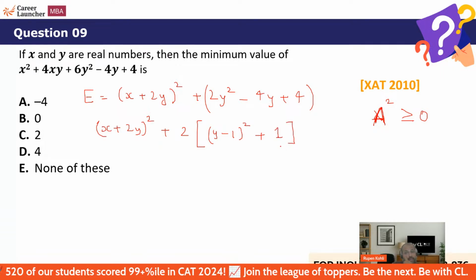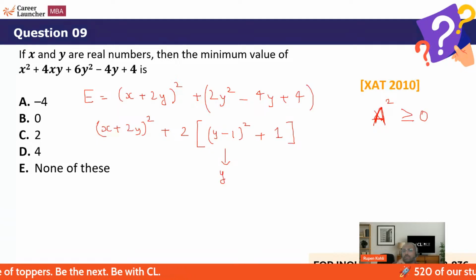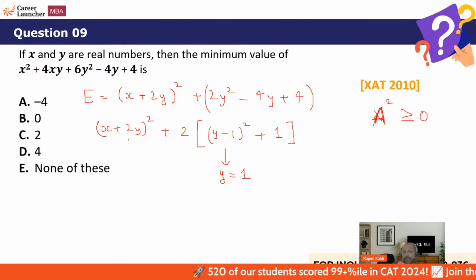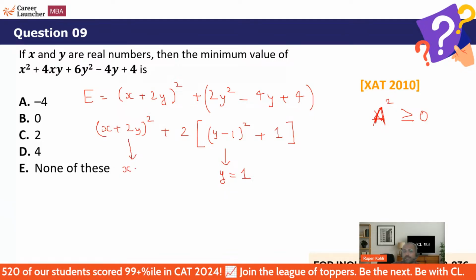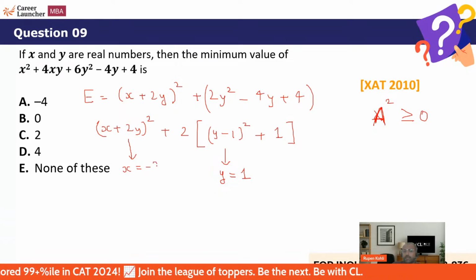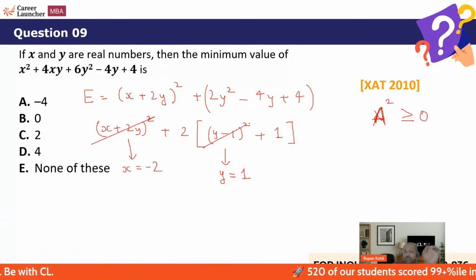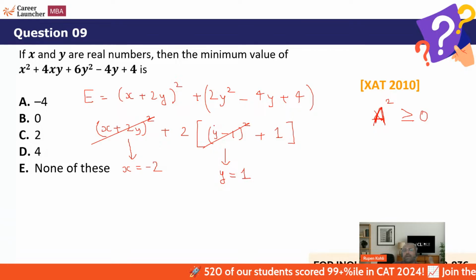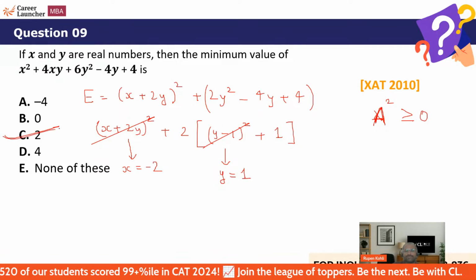Now I have done the completion of squares. So to minimize this expression, I would take y minus 1 whole square to be 0, which means I would take y equal to 1, so that this term crosses off. And also I would want to make this term 0, which is its minimum possible value, which means x plus 2y is 0, or x equals minus 2y. Y already I have taken as 1, so x becomes minus 2. So when x is minus 2 and y is 1, this term crosses off, this term also crosses off, means this is 0, and all I'm left with is 2 into 1, which is 2, and that is the answer. Right.